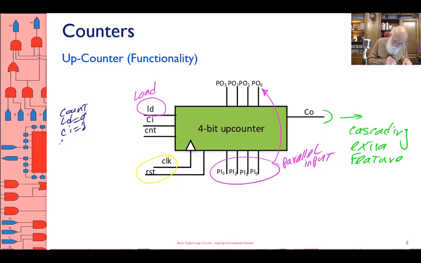And count is also 1. What it means is that I'm not in the load mode. Load mode is 0. I am in the count mode. But then when you are in the count mode, you can only count if carry in is 1. So in a way, carry in and the count mode, both of them have to be 1 for the counter to count up. All right. We will see the difference between the count and carry in when we are cascading these things together.